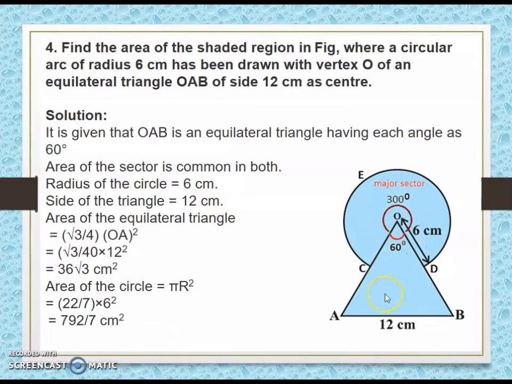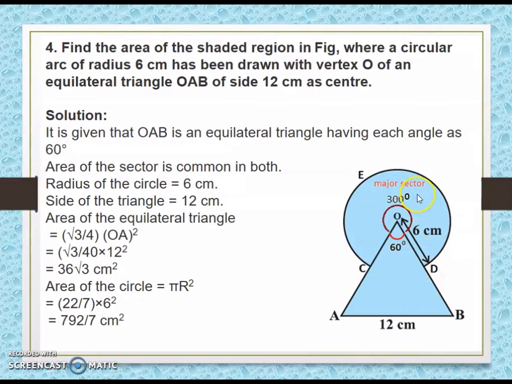So since AOB is an equilateral triangle, we know that for an equilateral triangle all three angles are 60° each. So this angle O will be 60. Now the reflex angle of this, together it is forming 360°, so the reflex angle of this will be 300. Area of the equilateral triangle AOB will be root 3 by 4 into OA square. Now OA, we already know that the sides are given as 12 centimeter. So after substituting the value, you will get 36 root 3 centimeter square. That is the area of the equilateral triangle.